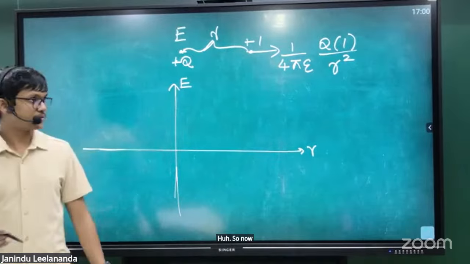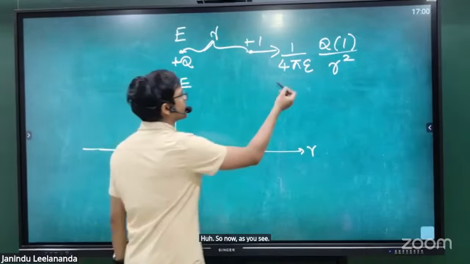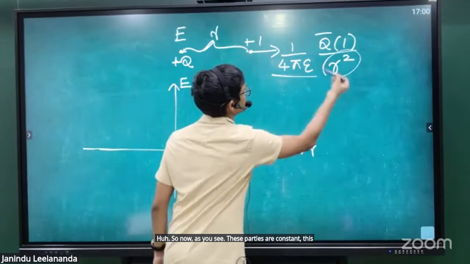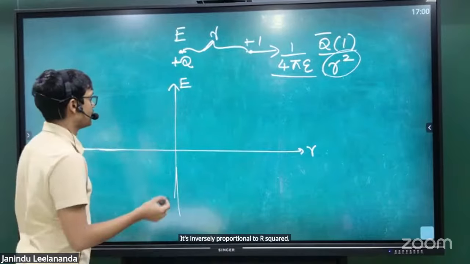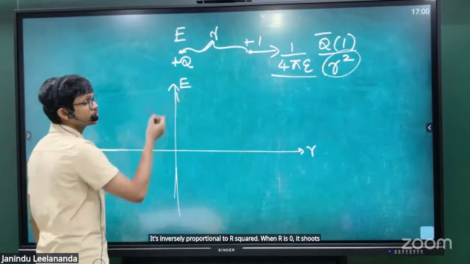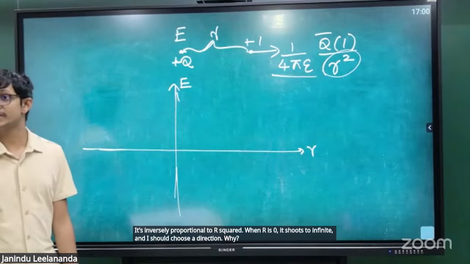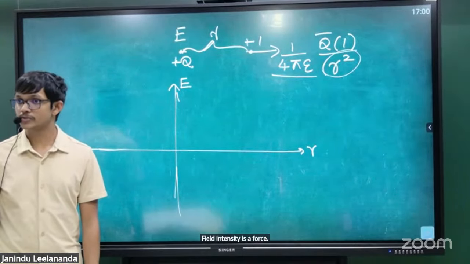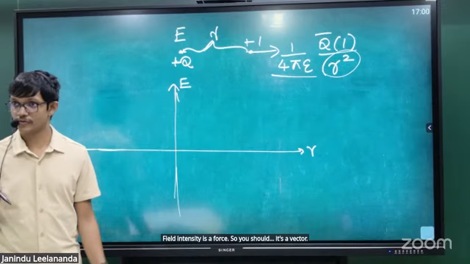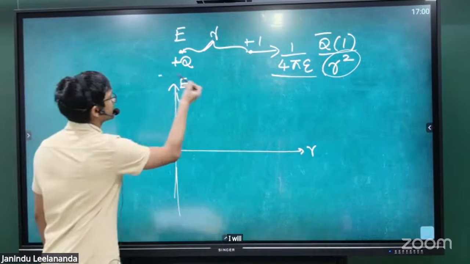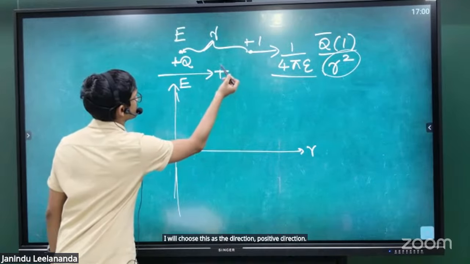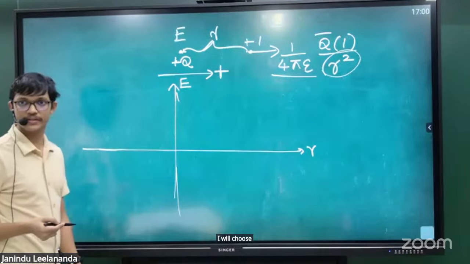Now as you see, this part is a constant, and it depends on r squared. It's inversely proportional to r squared. When r is 0, it shoots to infinity. And I should choose a direction. Why? Field intensity is a force, so it's a vector. For the graph, you should choose a direction. I will choose this as the positive direction.